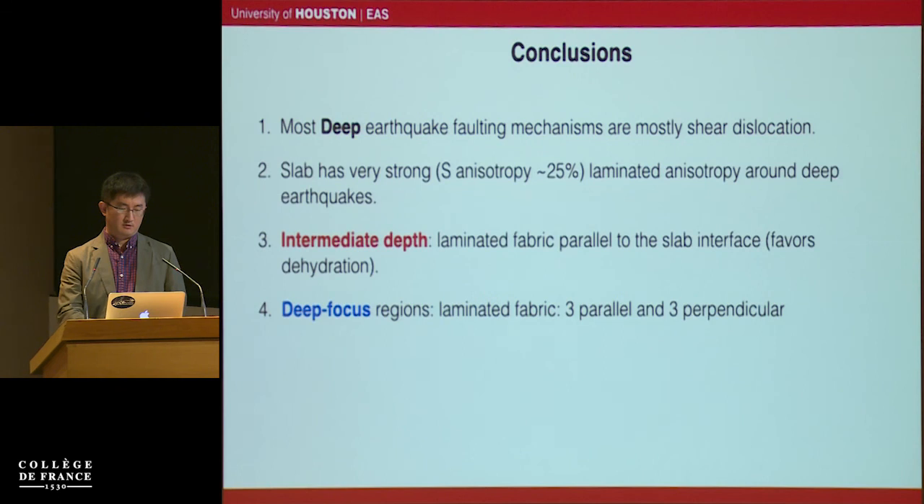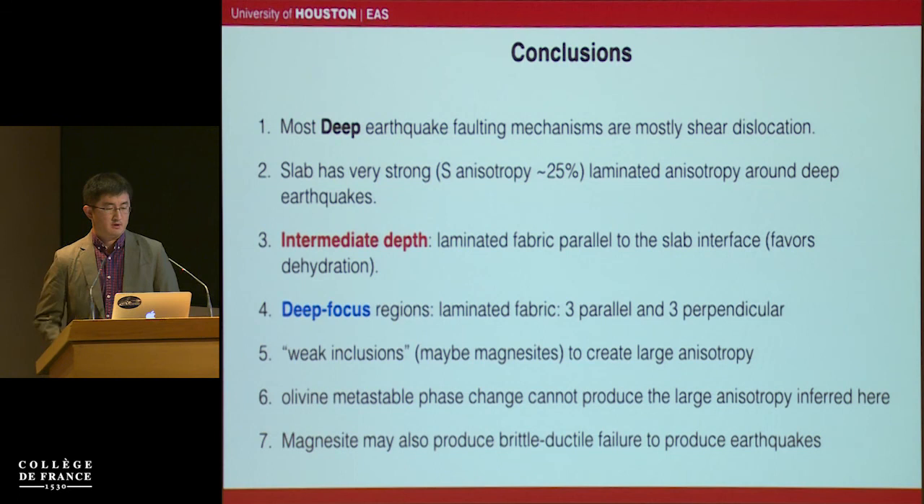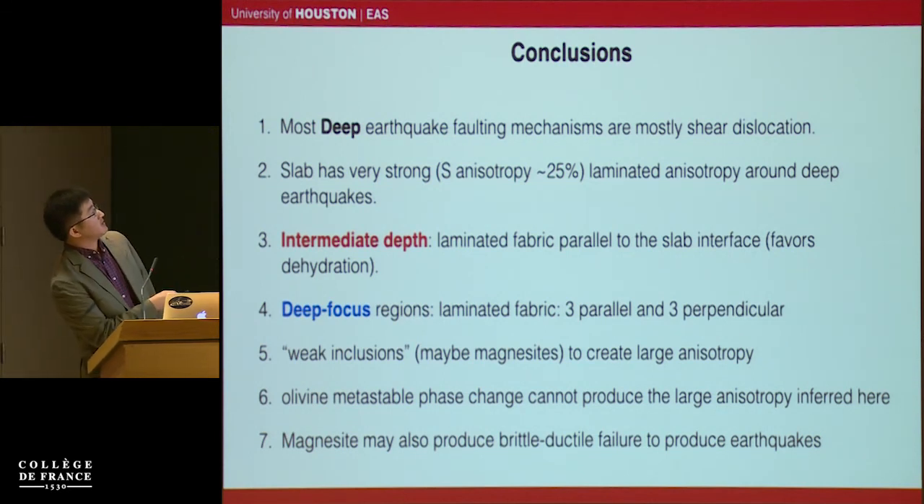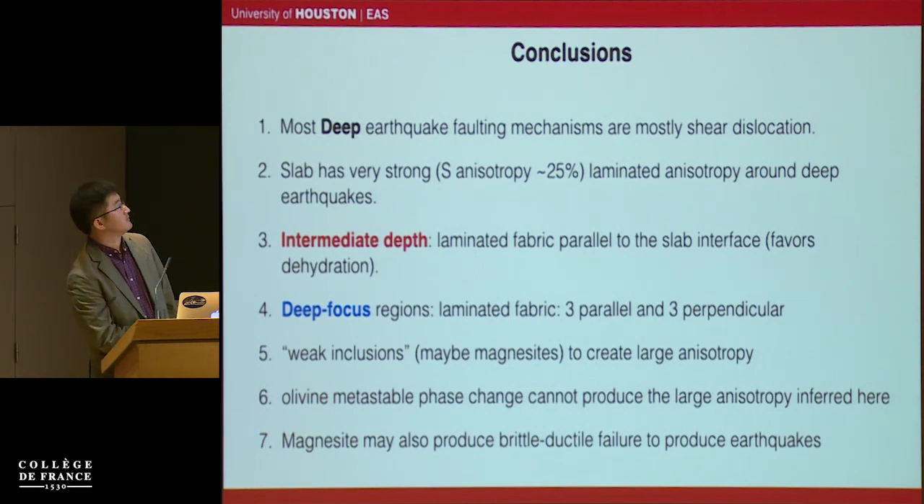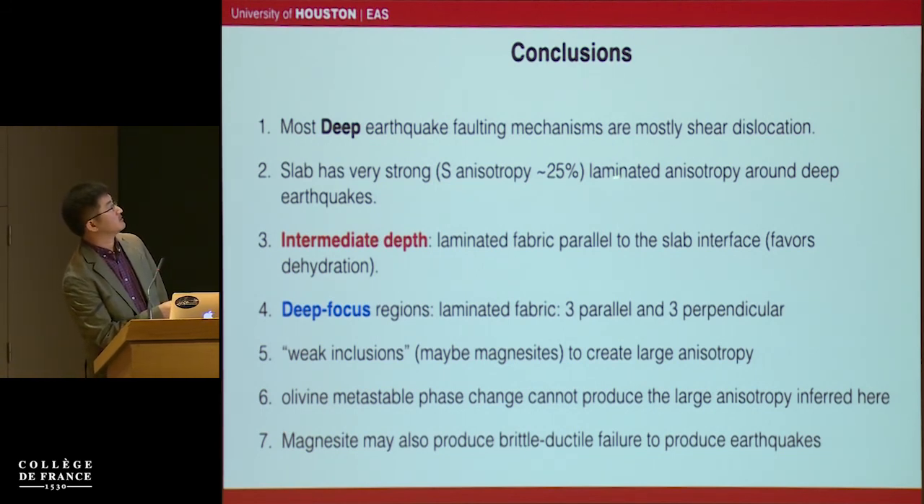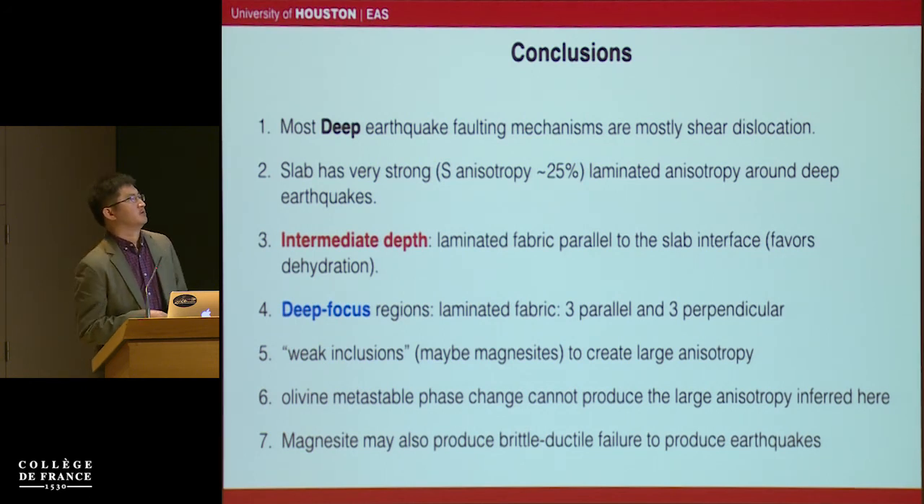So I'm going to give the conclusions here. I think most deep earthquakes, faulting mechanisms are shear dislocation. This does not exclude some of them, maybe not shear dislocation. Slab has very strong anisotropy around the earthquakes. For intermediate depth earthquakes, laminated fabric parallel to slab interface favors dehydration. Deep focus region, laminated fabric, 3 parallel, 3 perpendicular cases. Weak inclusions seem to be needed to create a large anisotropy.